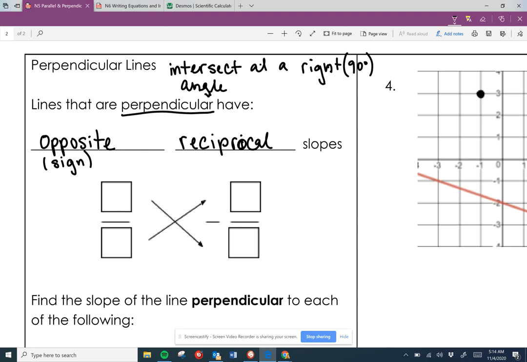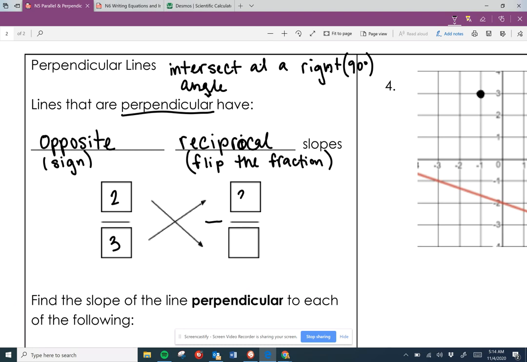So for example, if I had, let's say, 2/3 as my original slope, I would have -3/2 as my perpendicular slope. So I need to flip my sign and I need to flip my fraction. Those two steps are going to allow us to find the perpendicular slope. Flip the sign, flip the fraction.